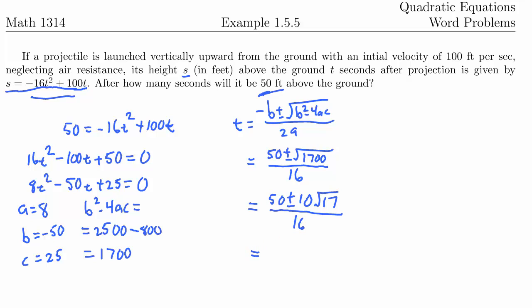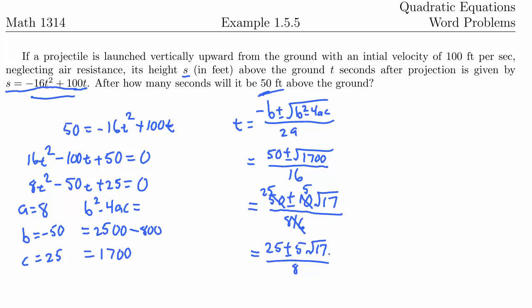What's in common between those? Well, 50, 10, and 16 have a common factor of 2. So it gives me 25 there, 5 there, and 8 there. So that's 25 plus or minus 5 square root of 17 all over 8. Now these are the exact solutions.